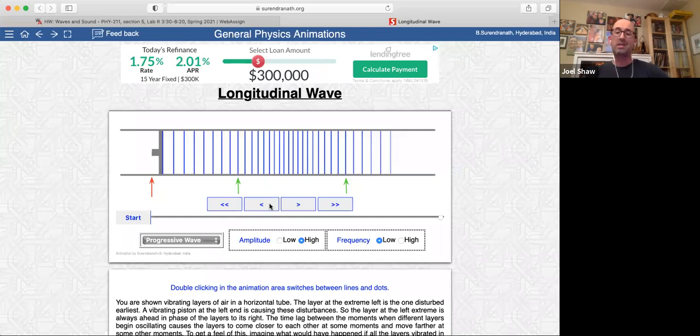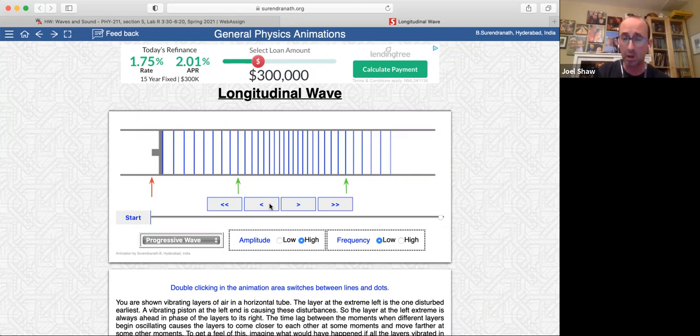So that's the idea. That's how you're supposed to go through and analyze this. This longitudinal stuff, it's difficult. It's difficult to visualize. It's a little difficult to make sense of. We don't see it very often. You probably have never really truly analyzed a longitudinal wave.